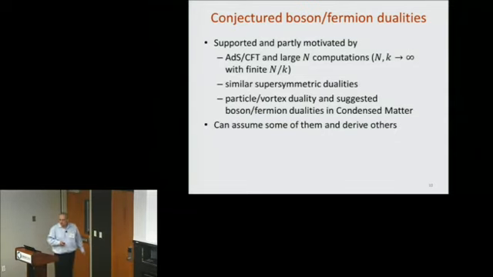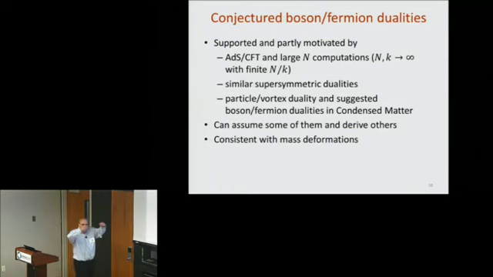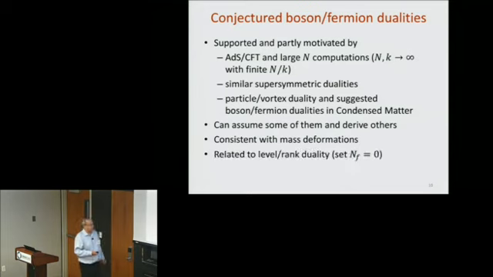Also, we can assume some of these dualities and derive others, so the assumptions are not independent, and I'll do some of that later in the talk. And we can turn on mass deformations in these theories. We have mass terms on both sides. We can do that and flow to the infrared and find something, and land again on the same list. It doesn't prove that it's right, but it shows that if one of them is right, the other is also right, and we had examples of that last week.